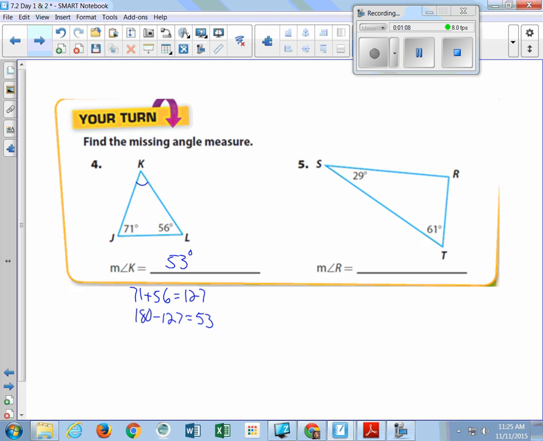All right. On the next one, I have 29 and 61, so we're going to add those together. That's going to give us 90 degrees. And you should know that 180 minus 90 is 90. So our missing angle is 90 degrees. If you didn't know, that little box right there means 90 degrees.